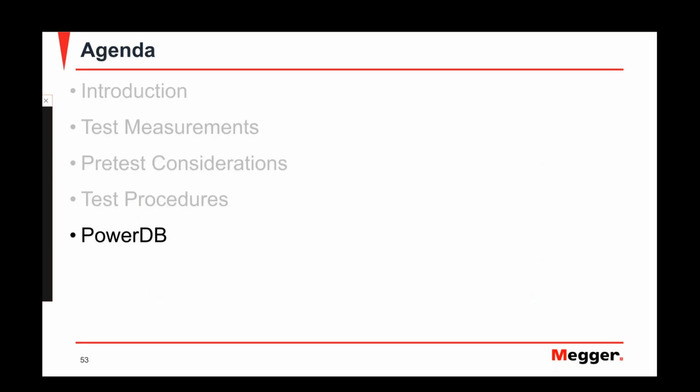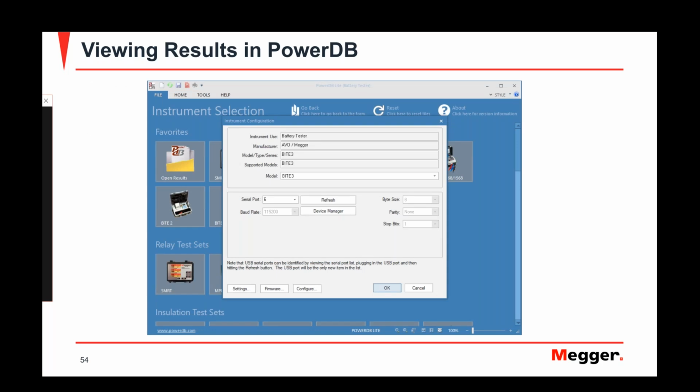Okay, so the next section that we're going to talk about is PowerDB for the test instrument and the battery test form. So whenever you open PowerDB, go ahead and select either the BITE 2 or the BITE 3, and then it's going to bring up a window similar to this one. This one particularly is for the BITE 3.